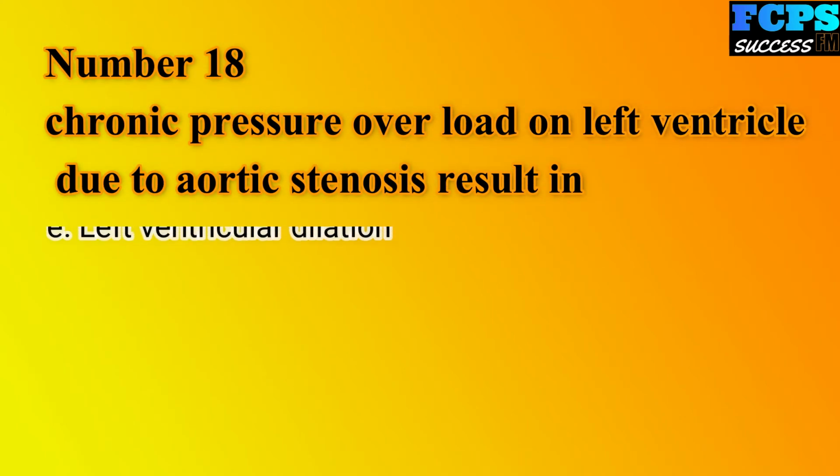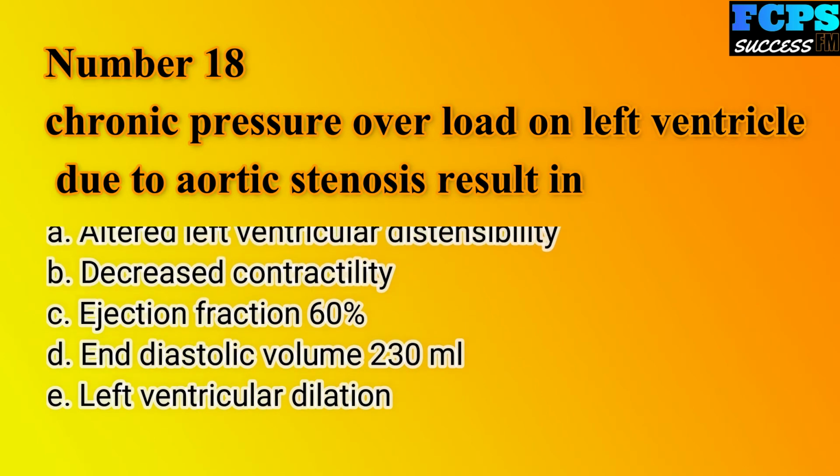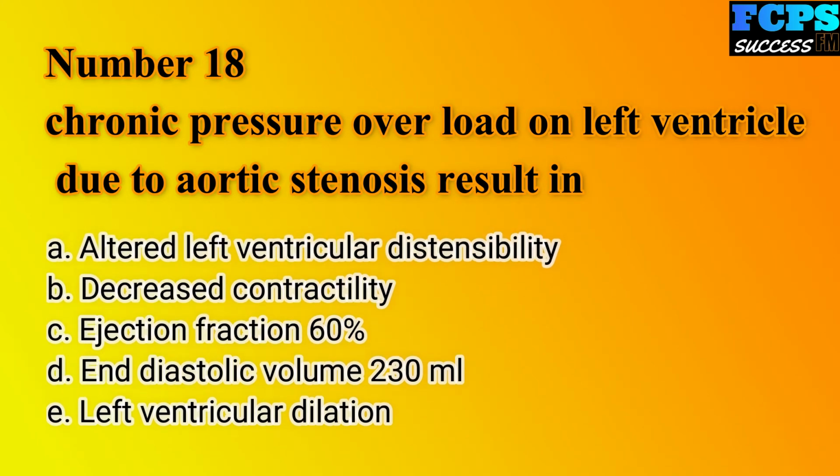Number 18. Chronic pressure overload on left ventricle due to aortic stenosis results in A. altered left ventricular distensibility, B. decreased contractility, C. ejection fraction 60%, D. end diastolic volume 230 ml, E. left ventricular dilation. Correct option is decreased contractility.